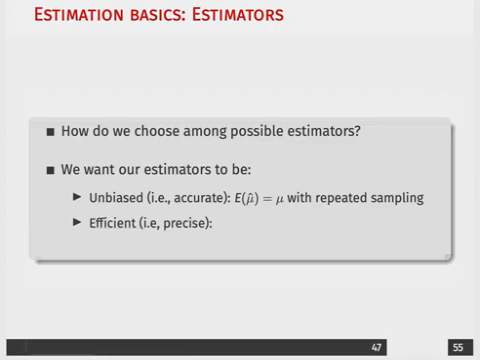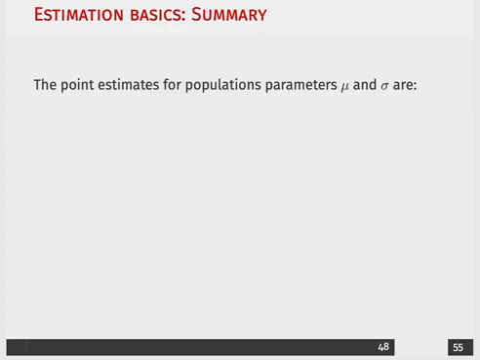We also want it to be efficient. We want it to be precise. We want to have the error around that point estimate to be smaller, right? We want our predictions to be better. Part of this is that our estimators are going to have to be consistent. That means as we increase the number of observations, the accuracy that we have should increase as well, right?